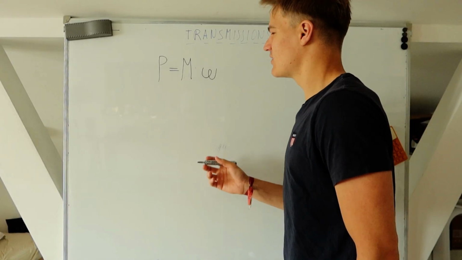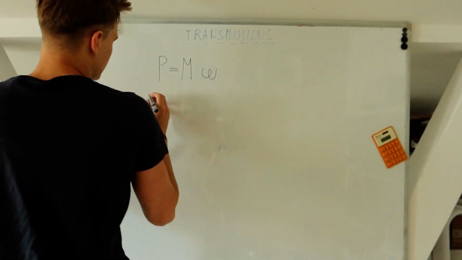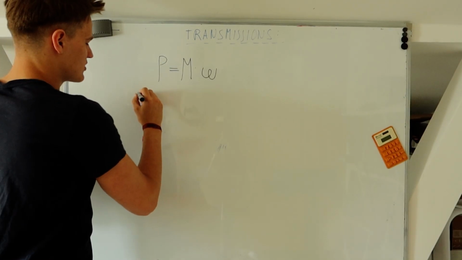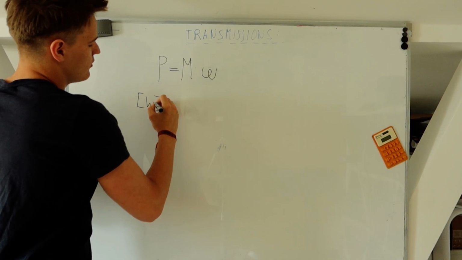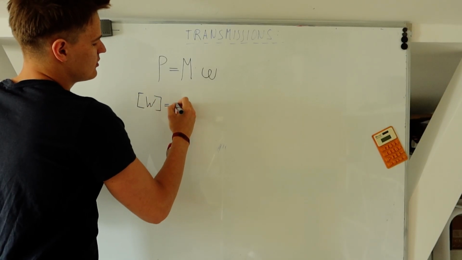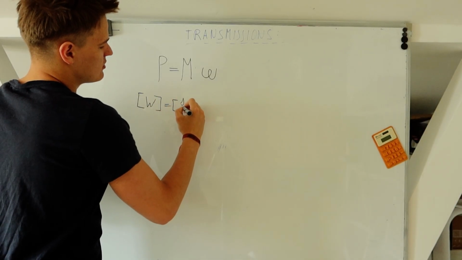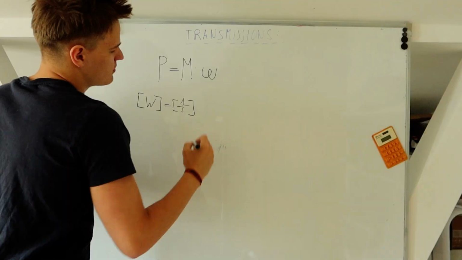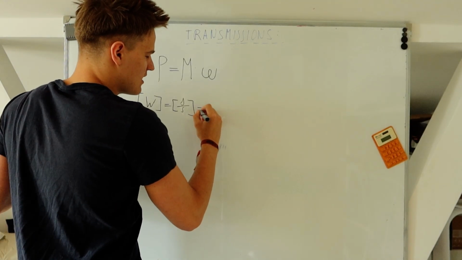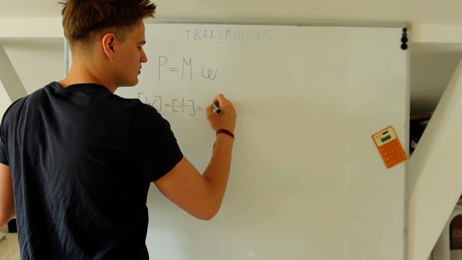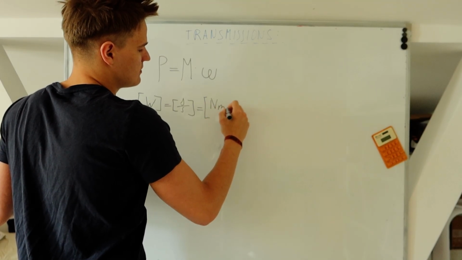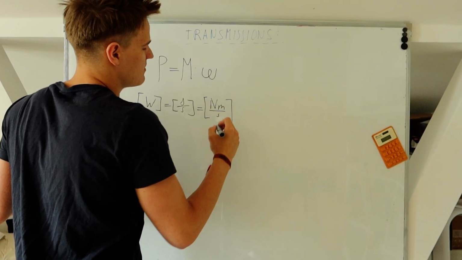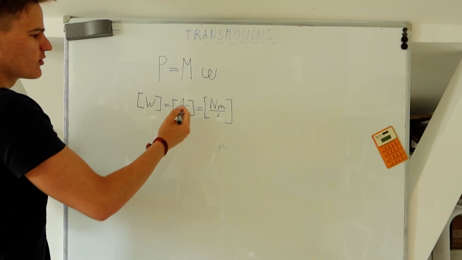Now, as we always do, let's first check the units. Here we have watt, and you guys might know that watt is just the same as joules per second. And 1 joule is also 1 Newton meter. So you also have Newton meters per second. So this is all the same for the P.